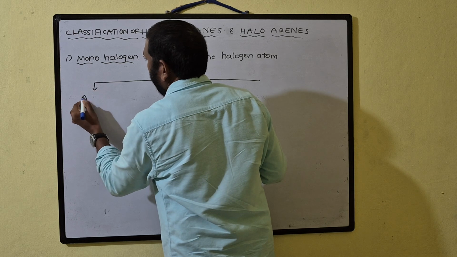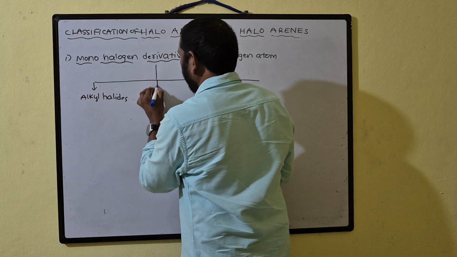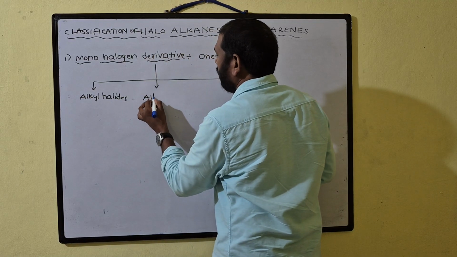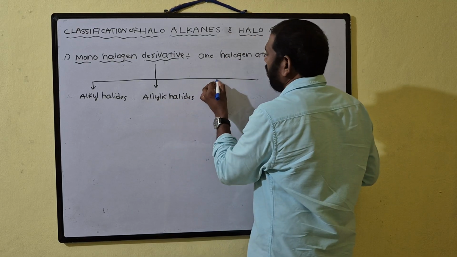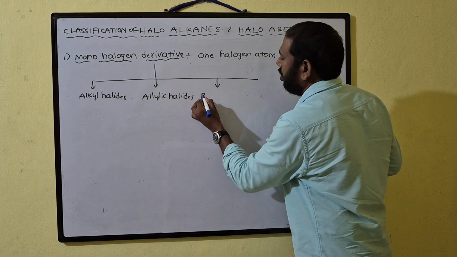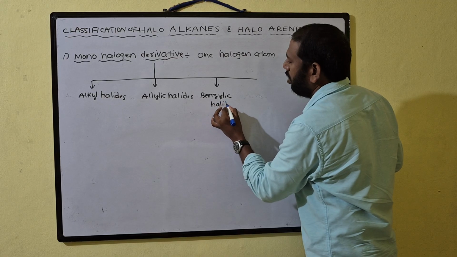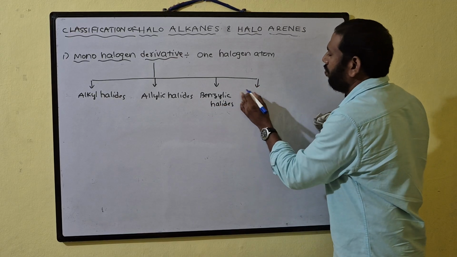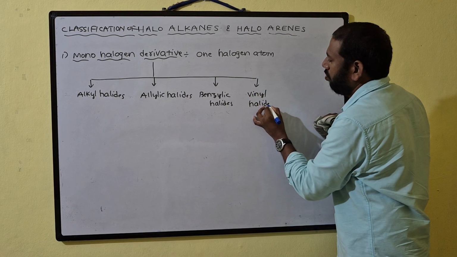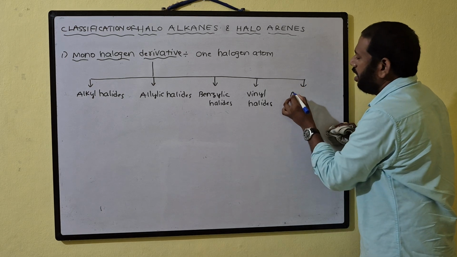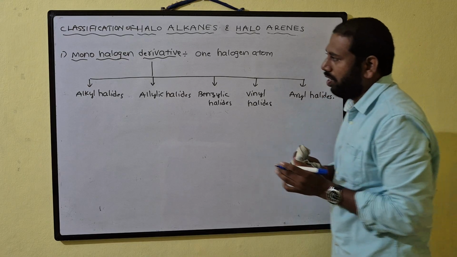First one, alkyl halides. Second one, allylic halides. Third one, benzylic halides. Fourth one, vinyl halides. Last one, aryl halides. Now we discuss one by one.